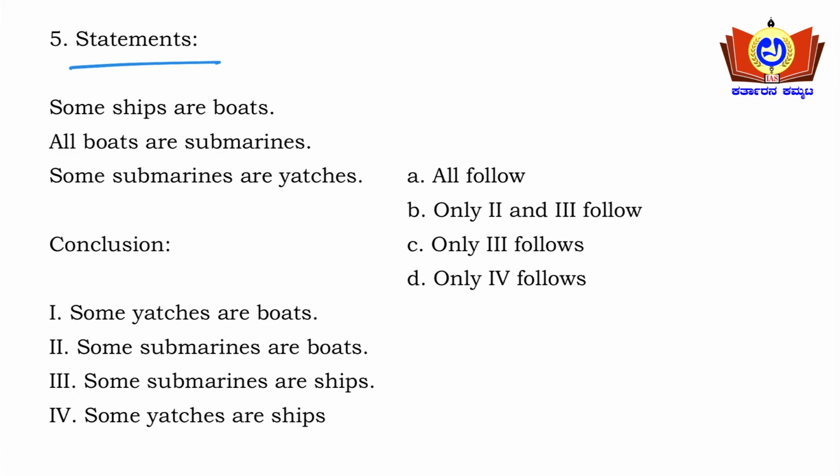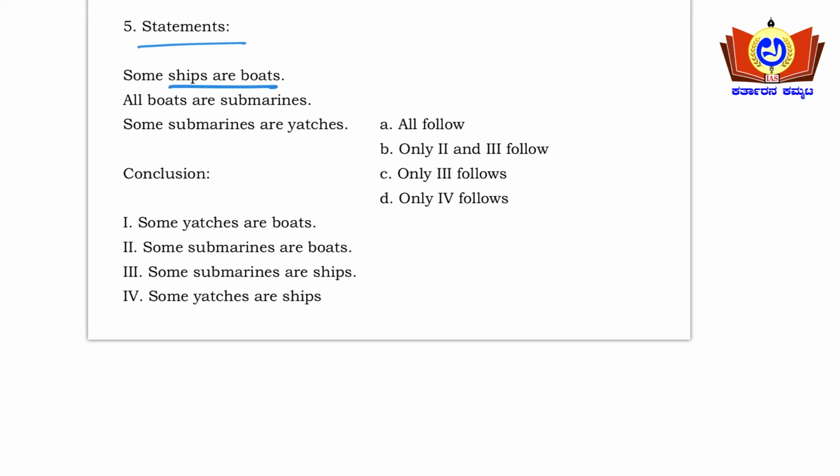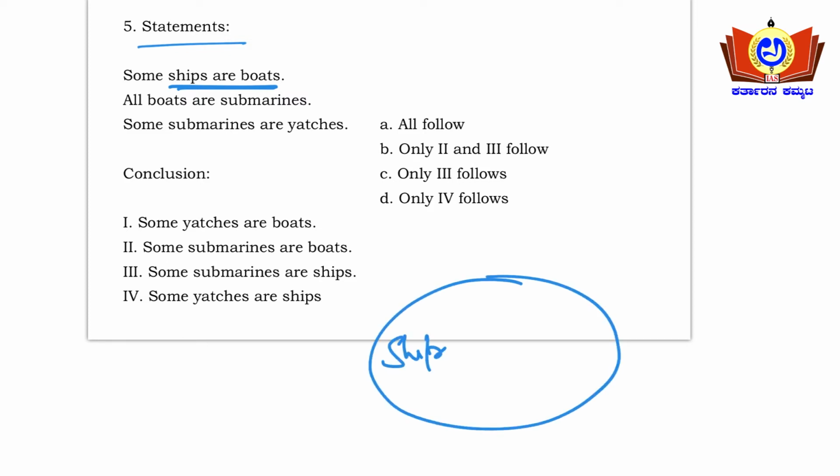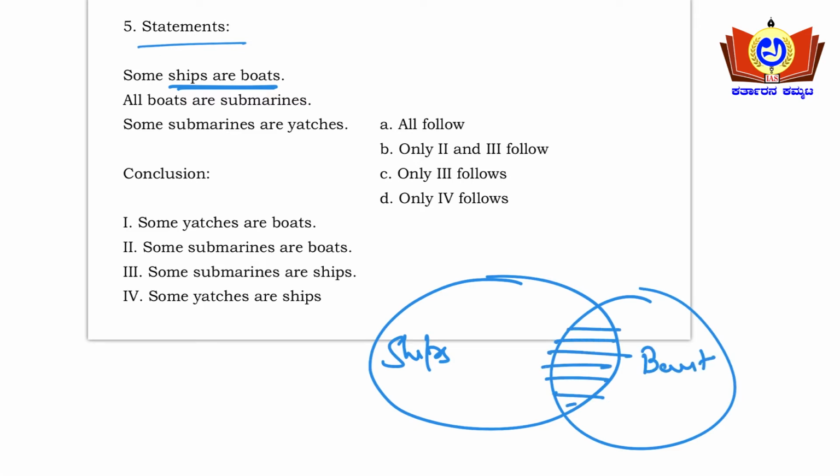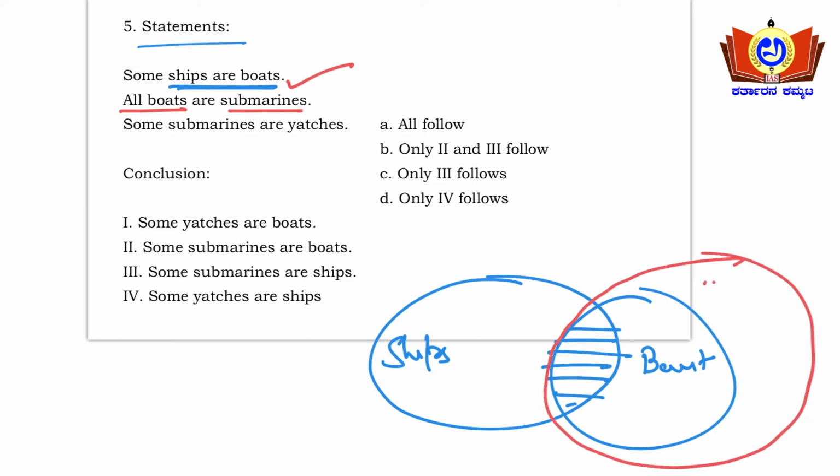Statements. Some ships are boats here. I'll be writing the diagram here. Some ships will be here, and boats, so this will be the overlapping area here. Some ships are boats, so condition 1 finished. All boats are submarines here, so this will be the area here.